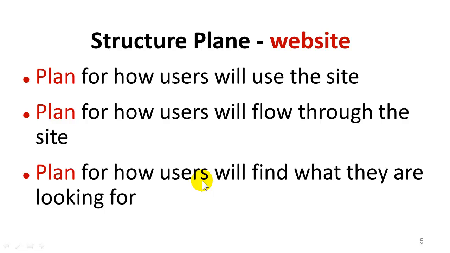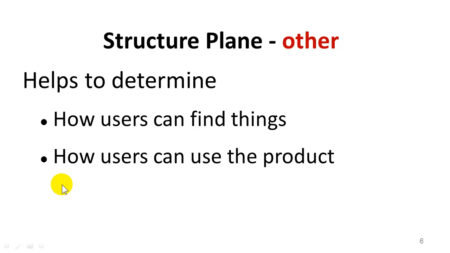All right, so if we were developing a website, this is where we start planning how the users will use it, how they're going to flow through the site, how they're going to find what they are looking for. If the product is something else, we still need to look at the user to determine how they're going to use the product, also possibly how they're going to find things. It could be a phone. It could be a multimedia application, a game. How do they know where the pieces are that they might want to be using?